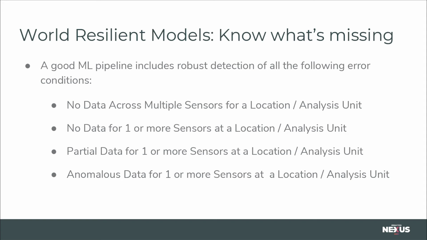And the first one is to know what's missing. A good machine learning pipeline really has to include robust detection of a whole bunch of error conditions, because I guarantee you every single one of these things will happen to you, and will happen to you pretty regularly. First one, this is just understanding when an entire location is down. Some of this is maybe a little specific to the way we think about things, but I'll give you a sense of how we deploy units. We're deploying sensors out to buildings, usually stores, to detect people and people movement.